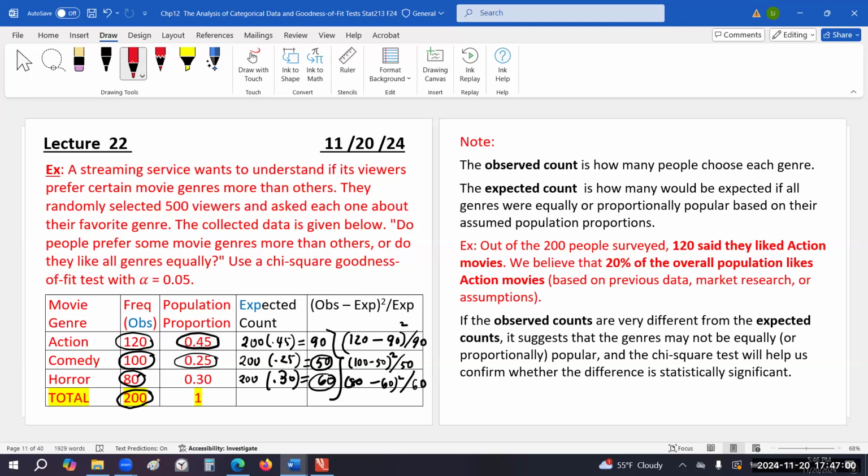The last row is the total sum. So the first one is 10. What's the next one? 100 minus 50 is 50, squared. 50 squared divided by 50 is 50. Right? 100 minus 50 is 50. 50 squared divided by 50 is 50. What's the next one?